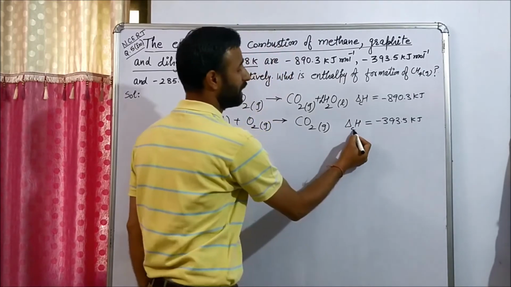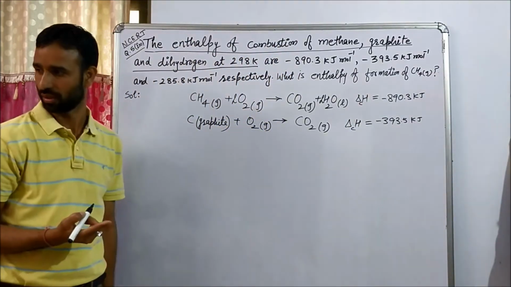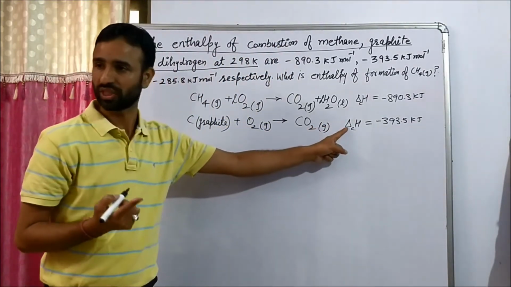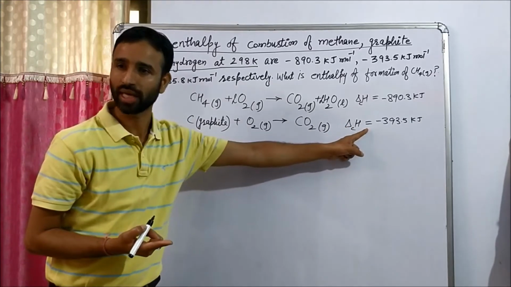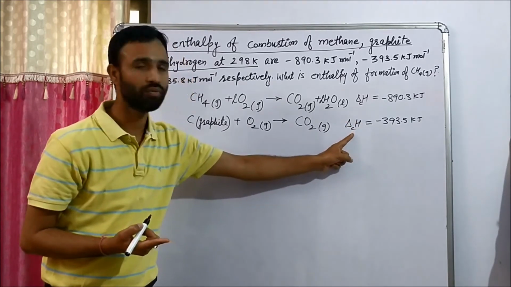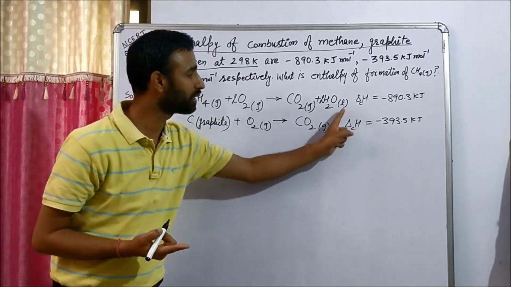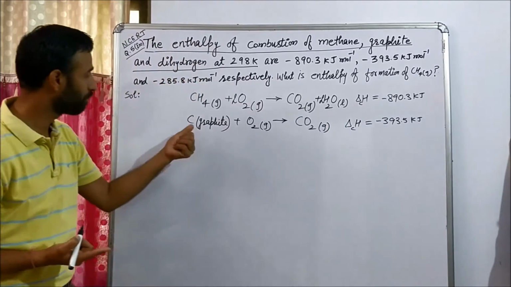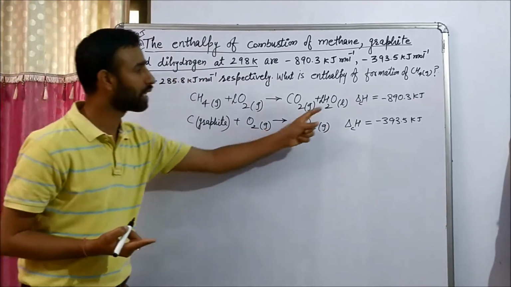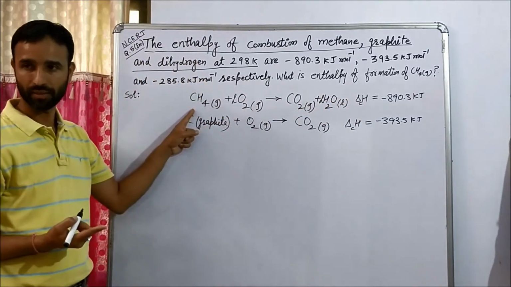Enthalpy of combustion. C stands for combustion, Delta stands for change, and H for enthalpy. So it is enthalpy change of combustion, or we can say enthalpy of combustion. Enthalpy of combustion of graphite, enthalpy of combustion of methane.